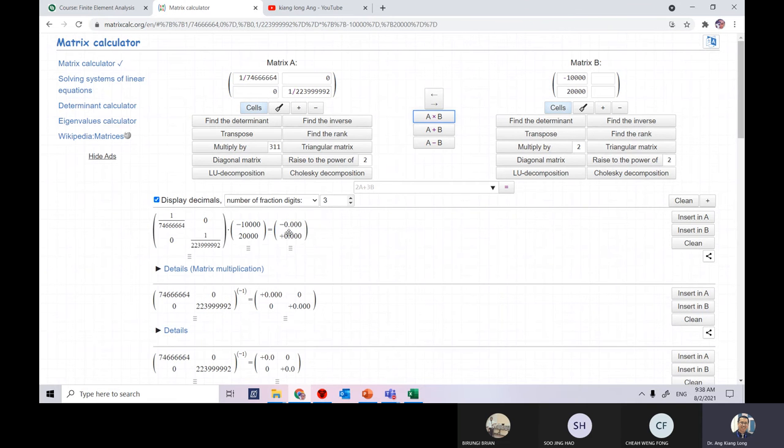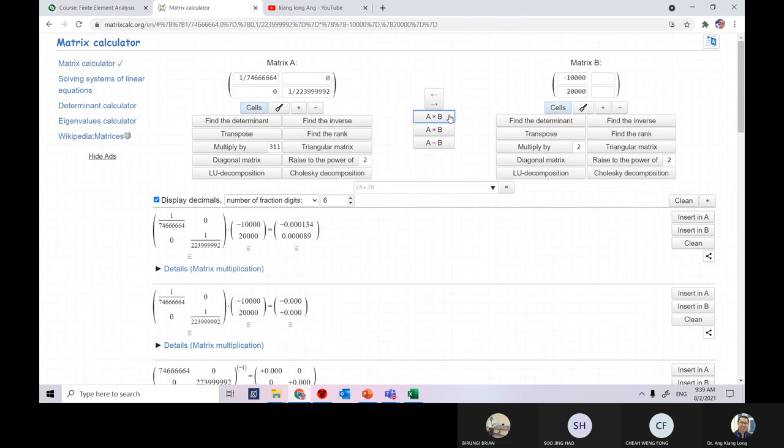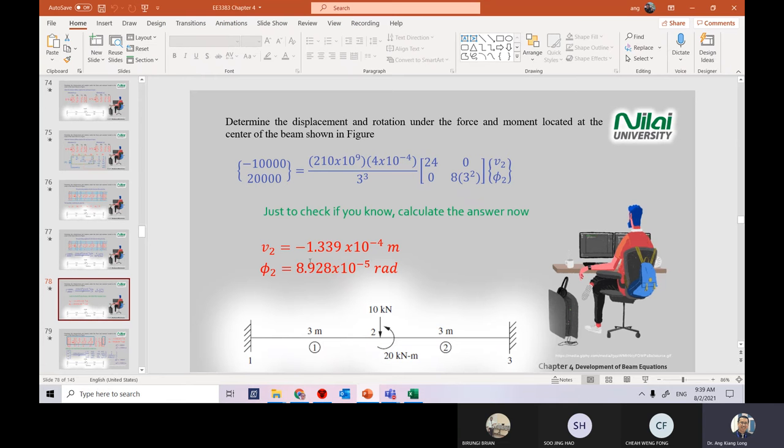You will get a very, very small number. Okay, maybe too small for you. If you cannot read it, I will just increase this to 6 decimal places, and press one more time. Okay, I will get the answer. The answer is minus 0.00134 and 0.000089. So if you look at the answer itself, we disagree.